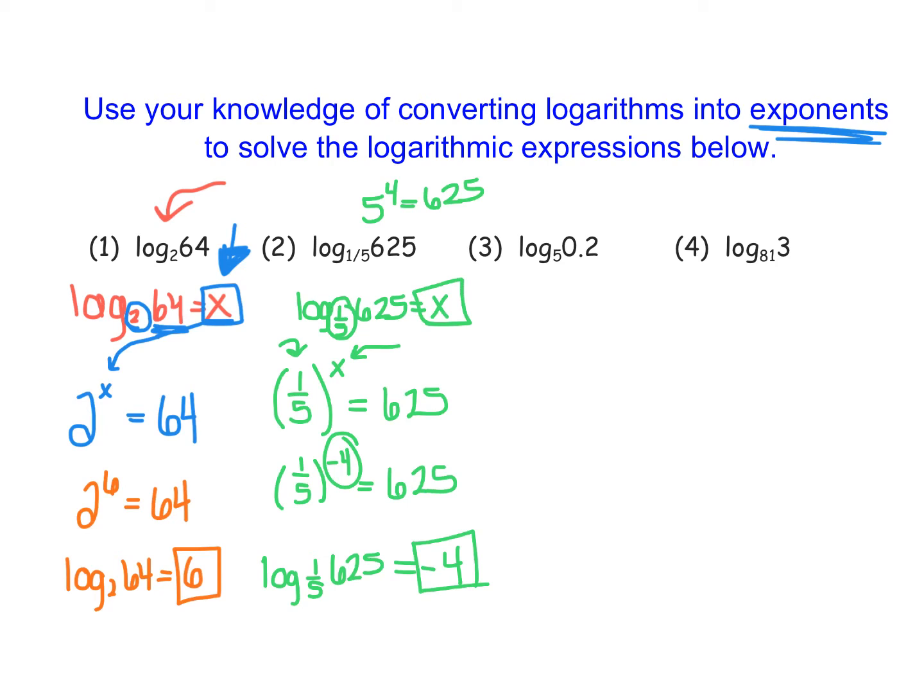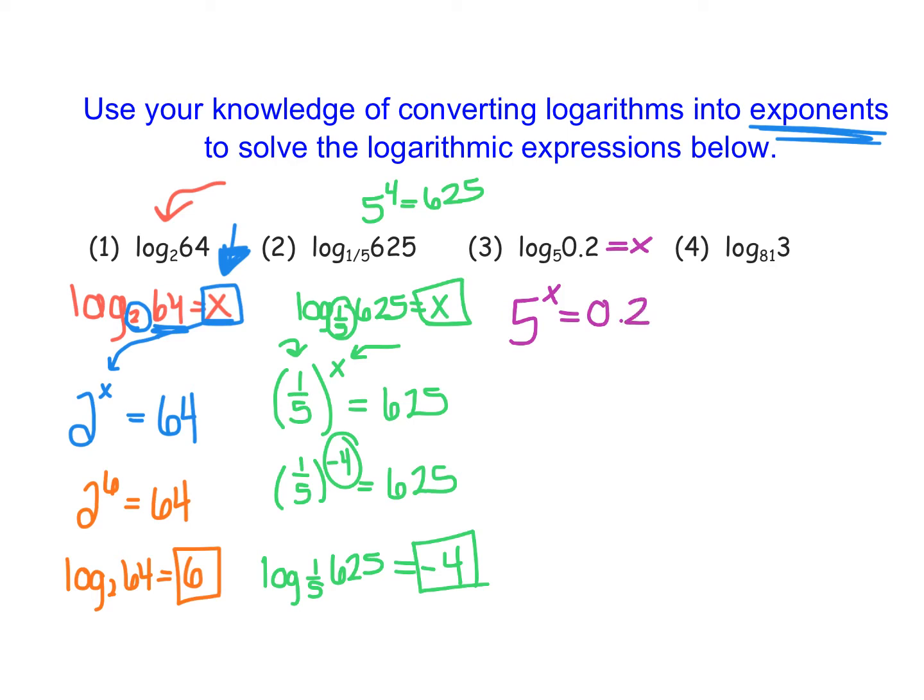Now let's take a look at this next one here. So here we have log base 5 of 0.2, and we need to figure out what that equals. So I'm going to set it equal to x. Now I'm going to write it into its exponential form. So base 5 to the power of x is equal to 0.2.